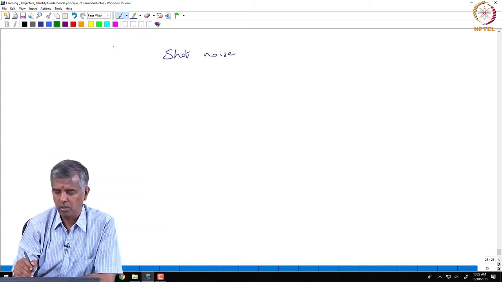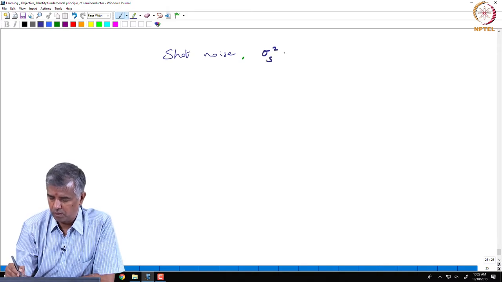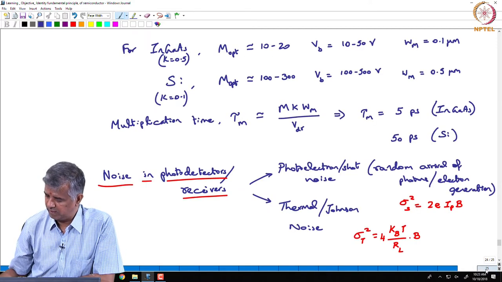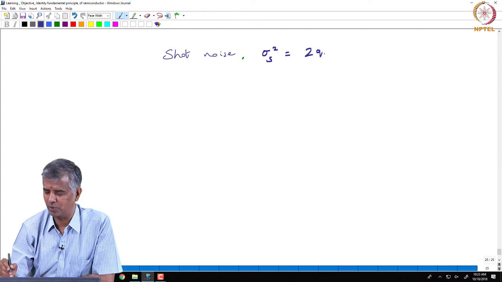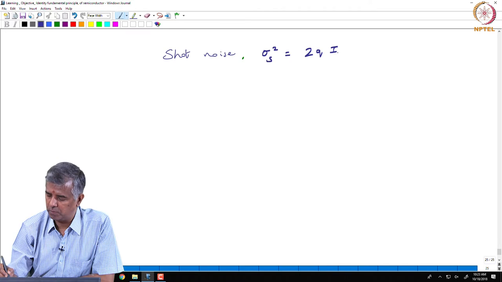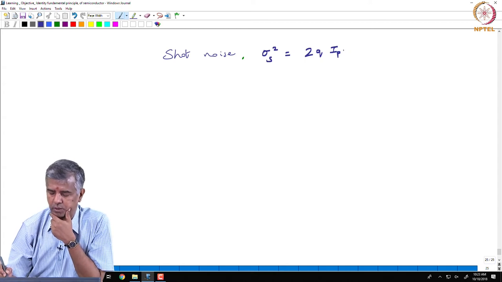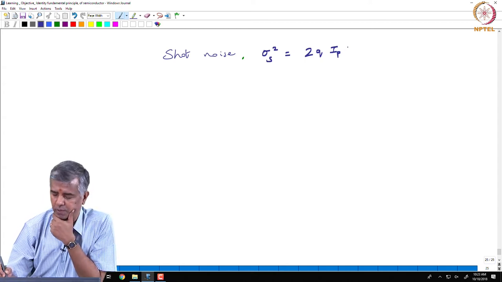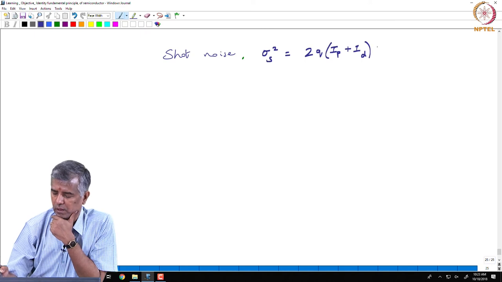When we talk about shot noise, we defined it as sigma I squared is equal to 2 times, I said E, but your book is actually insisting on Q, so let me just switch over to Q. But you understand that Q is just representing the charge of an electron. So, 2Q multiplied by IP, but also there is one more noise component that you typically have, and that component is called the dark current, okay, multiplied by B.